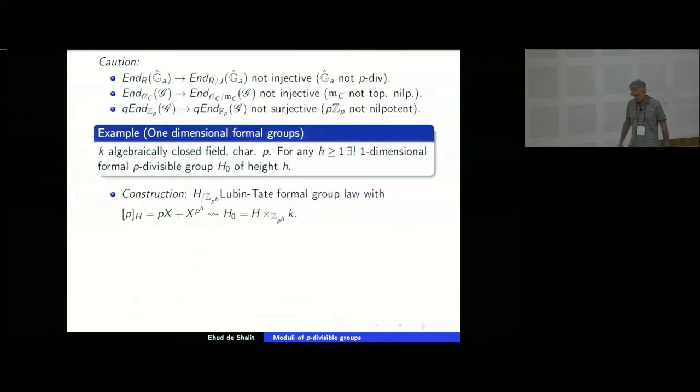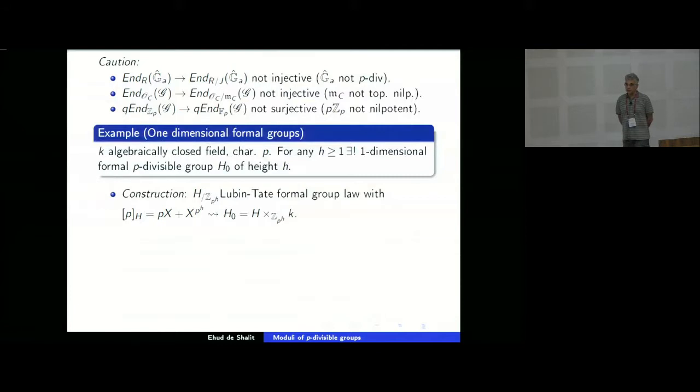So what do they look like? We have some examples, but besides the examples that we have seen, or the examples that come from abelian varieties, it makes sense to start classifying them by dimension, and definitely we would like to take R to be as simple as possible, which would be an algebraically closed field of characteristic p. And then an old result, I don't know who was the first to prove it, says that for any height h, there exists up to isomorphism a unique one-dimensional formal p-divisible group H_0 of height h. And this will play an important role in all that will follow.